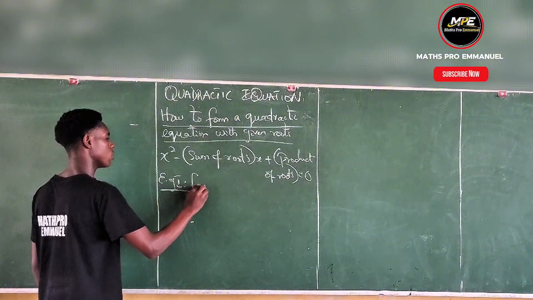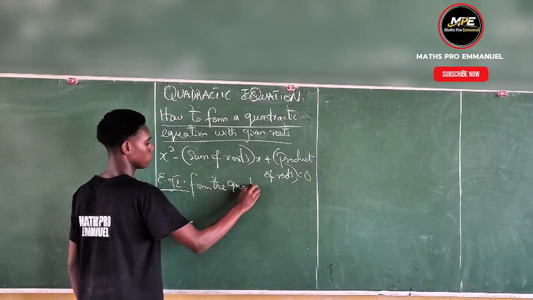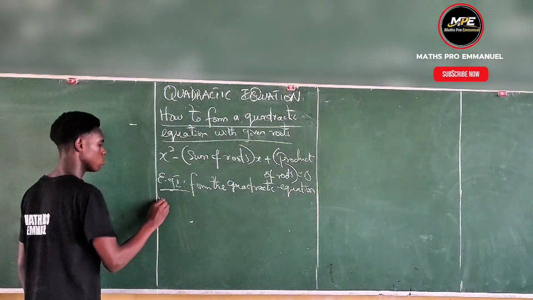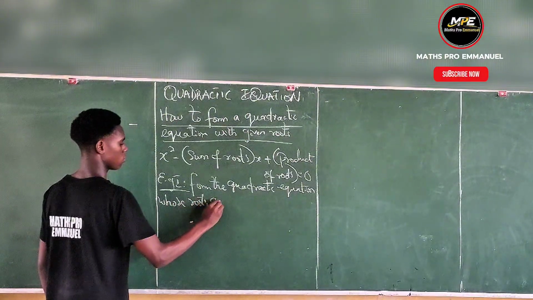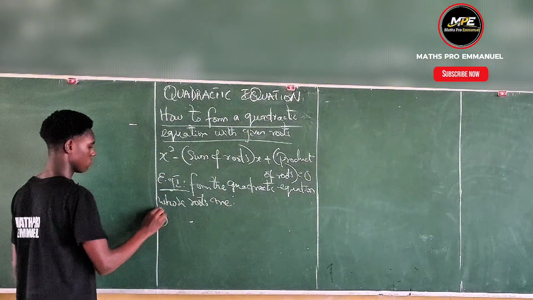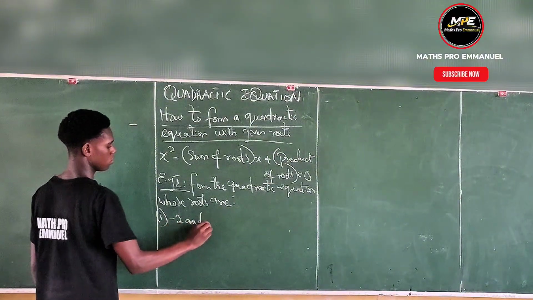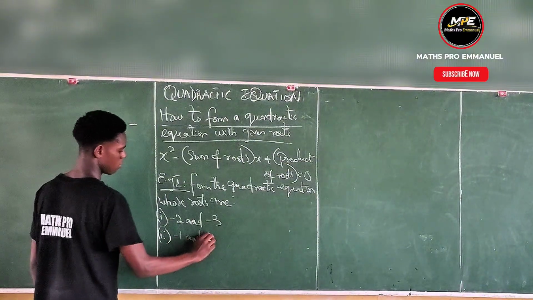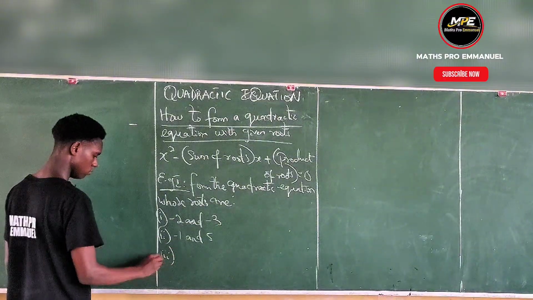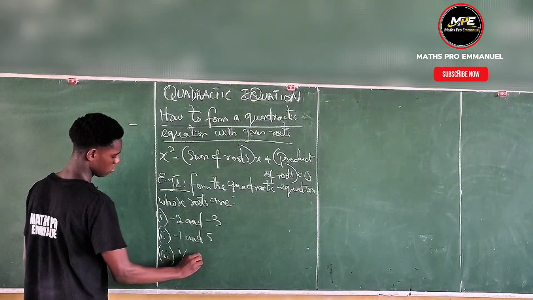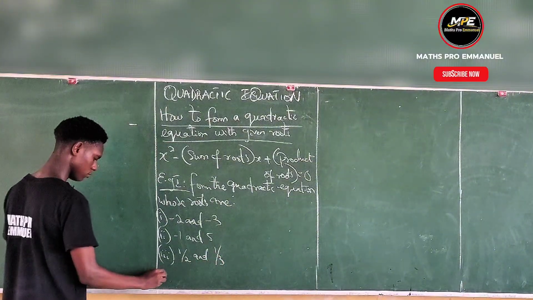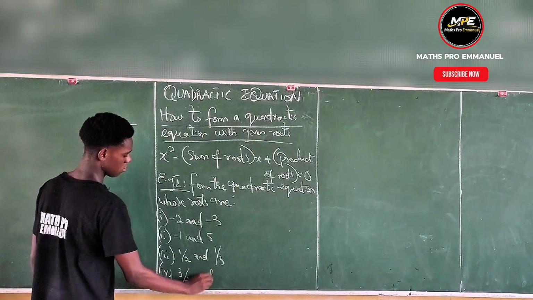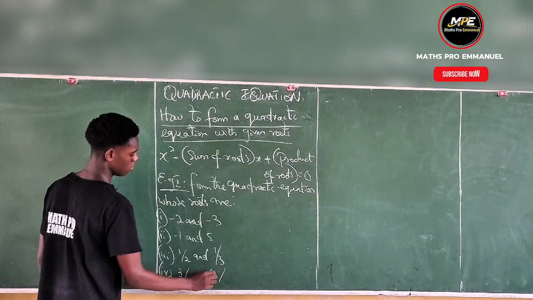Let me say, form the quadratic equation whose roots are -2 and -3, -1 and 5, 1/2 and 1/3, 3/2 and, let me just say, 3/5.